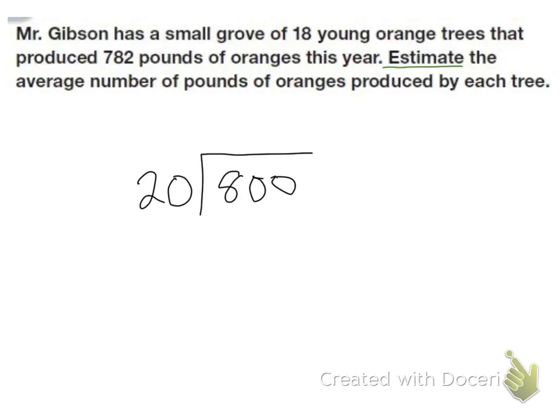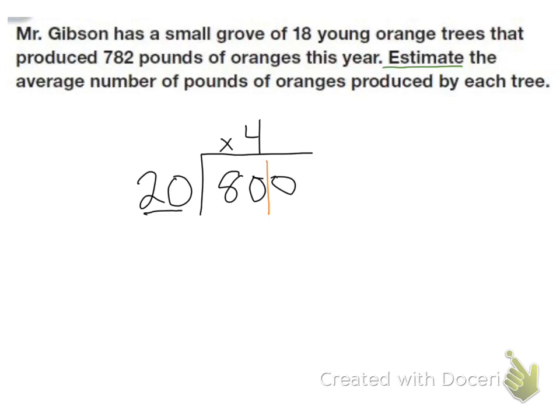All right, so now I can divide. So I'm going to do 80 divided by 20. And remember, I can think, what is 8 divided by 2? Well, I know 8 divided by 2 is 4. Sorry, I put that in the wrong spot. 4.